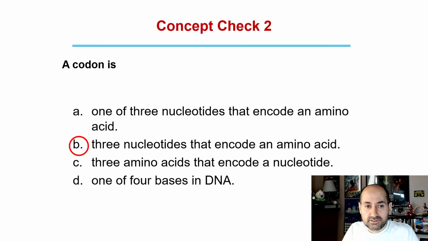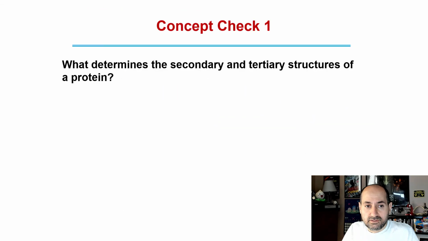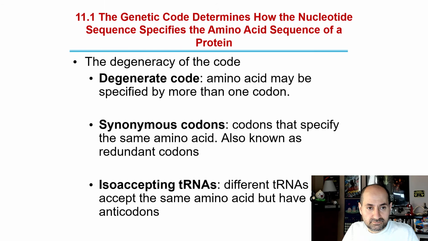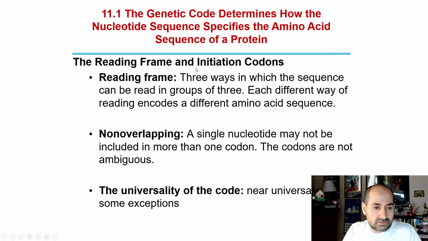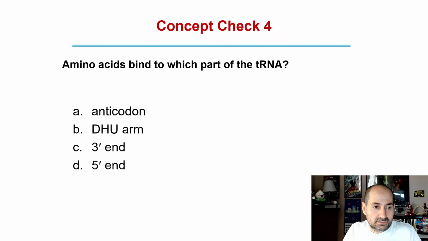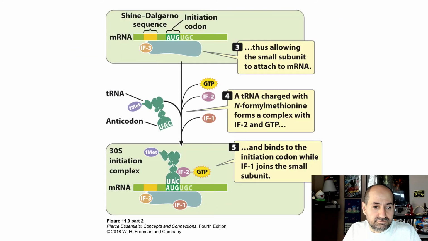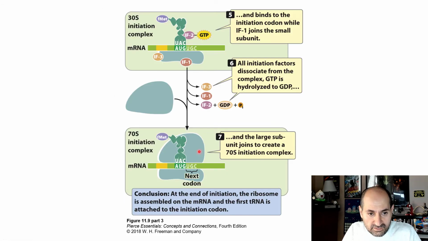Let's go back to our table real quick. Where's our table? I skipped our table. Here, where's UGC? UGC codes for cysteine. Cysteine, right? So the tRNA with the anticodon ACG will come in here and attach, and it will bring with it the amino acid cysteine. Does that make sense?